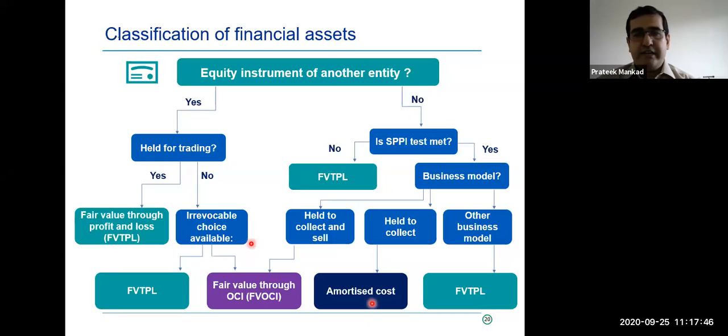But if you are holding debentures, there you may say, look, I am holding them. If I get a good price, I will sell it. So a lot of times companies hold instruments to manage liquidity and say that if they get a good price, they will sell it. Those instruments are fair value through OCI. And finally, if your business model is any other business model, or if it's a trading business model, or you don't know what the business model is, then it's generally fair value through profit and loss.